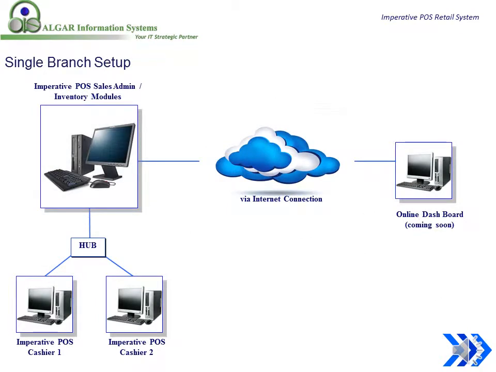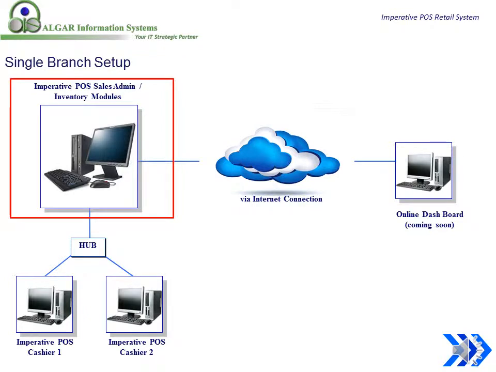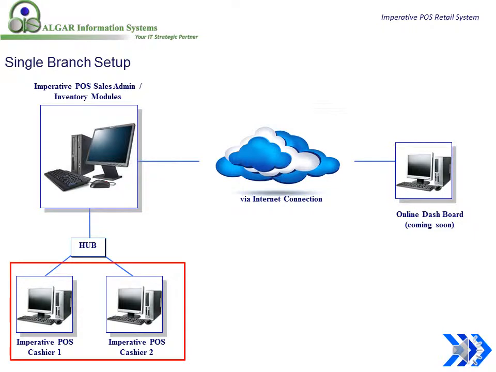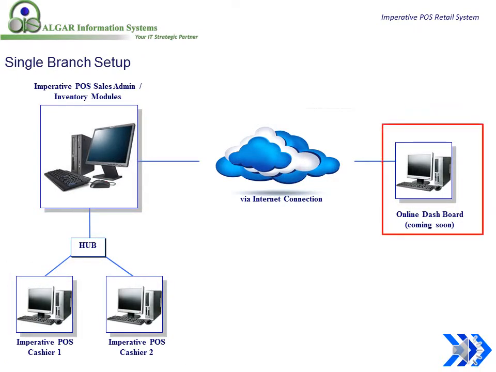This is a typical setup for a small store. You have a back-end PC, which can store the sales admin and inventory modules. You then have the cashier module installed in one or more cashier terminals. Once the dashboard module is ready, you will be able to monitor the store transactions through the Internet.